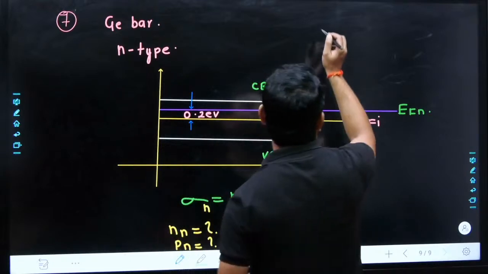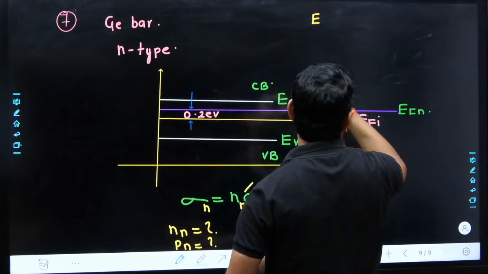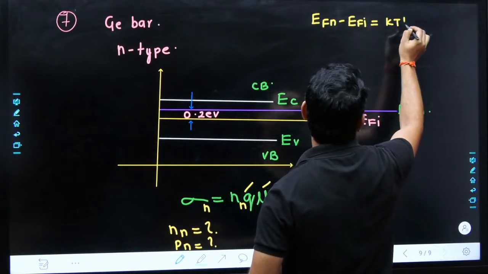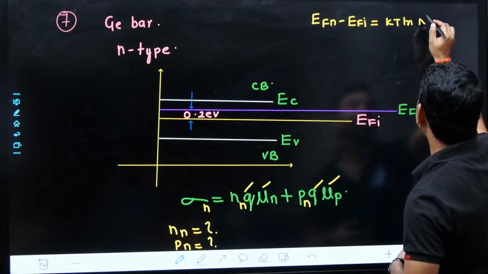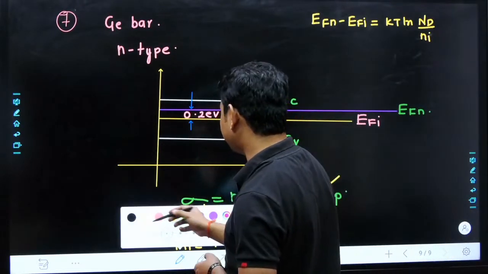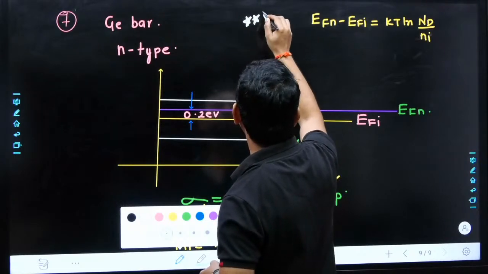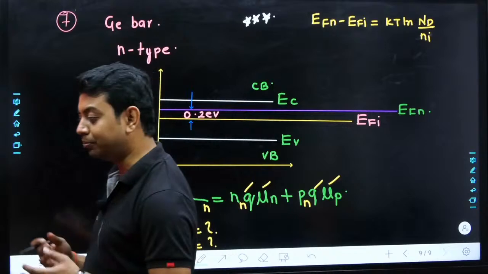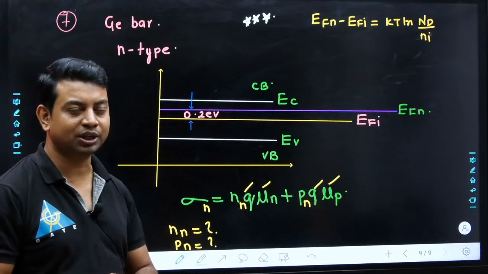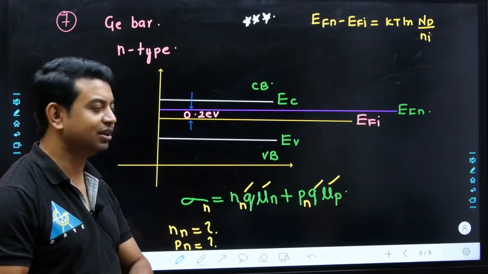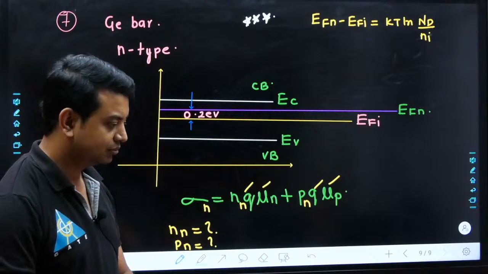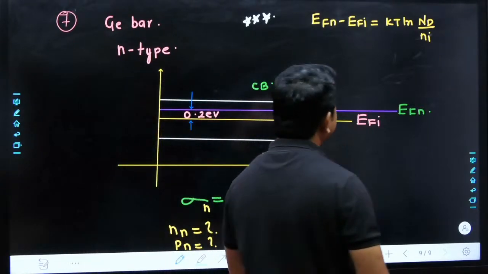We have the formula, which is the comparison of this relative position: EFN minus EFI is given by kT ln(ND divided by ni). This is a star mark formula, because we are going to use it many times, and I challenge you that up to MOSFET you have to remember this formula: the relative position of EFN minus EFI, the intrinsic Fermi energy level, is given by kT ln(ND divided by ni).